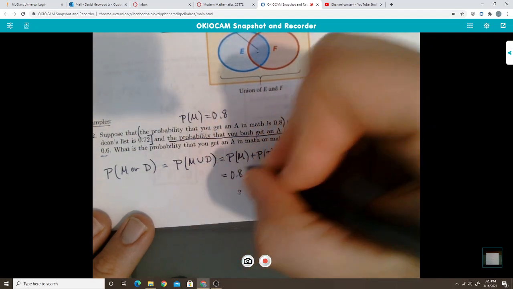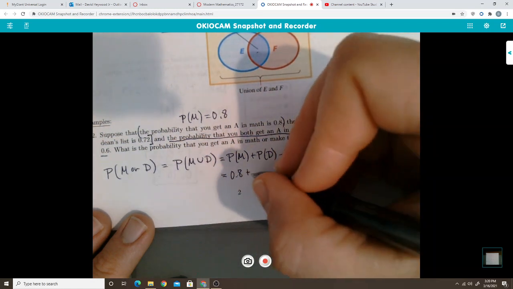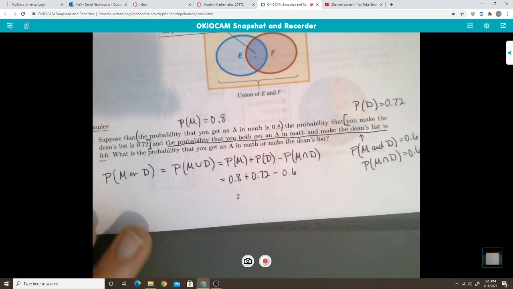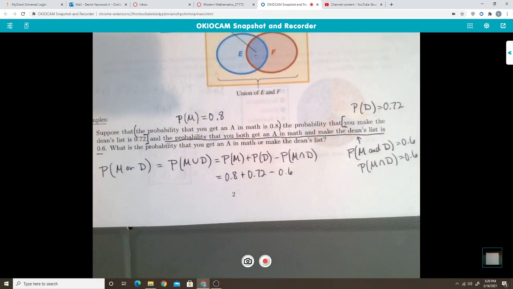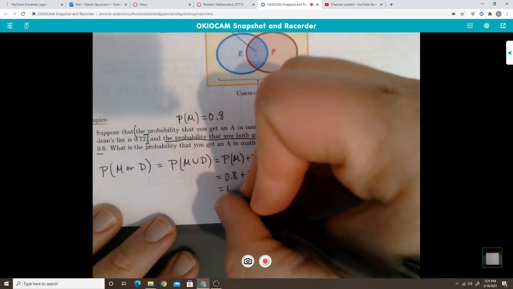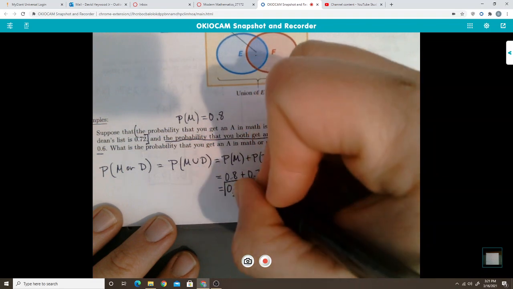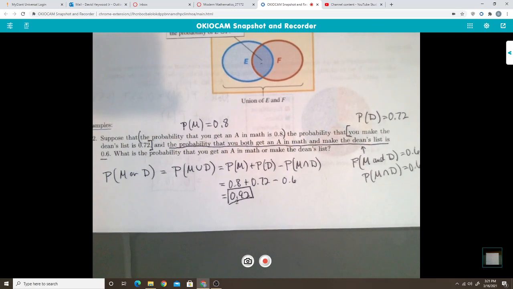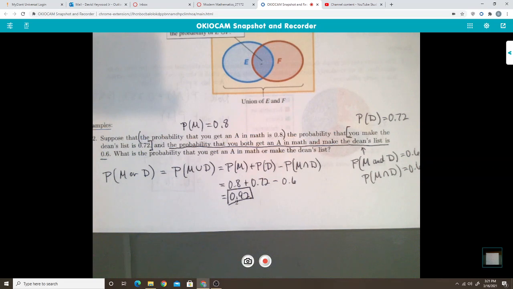So that's 0.8 plus 0.72 minus 0.6. Okay, punch that into your calculator and see what you get. So I get 0.92. Okay. All right. So that's that one. Well, let's look at some more.